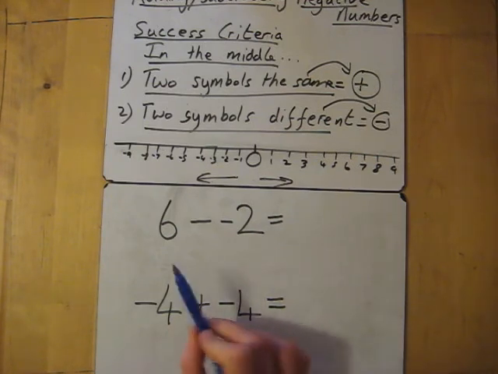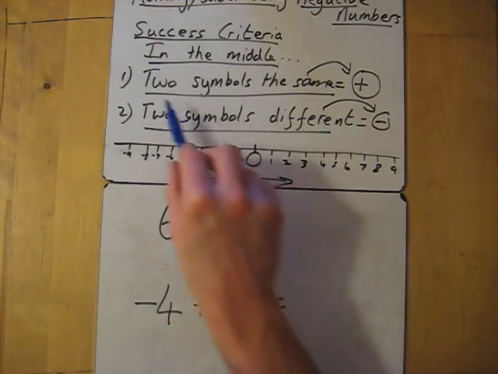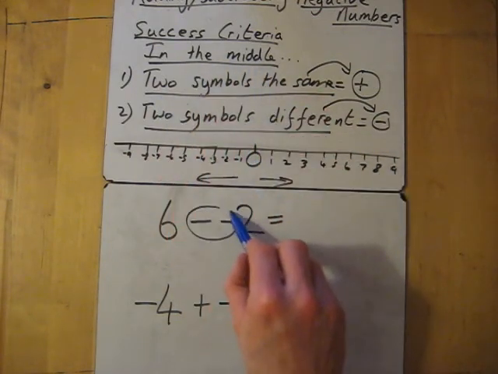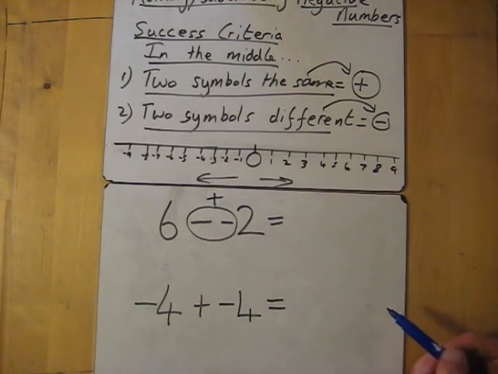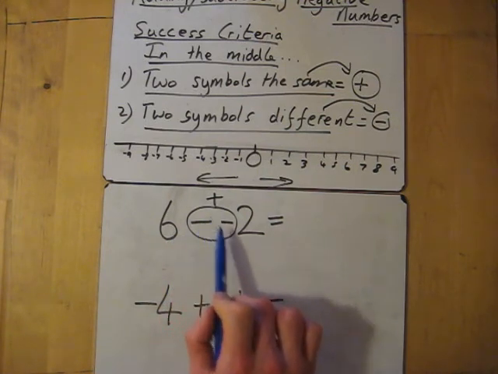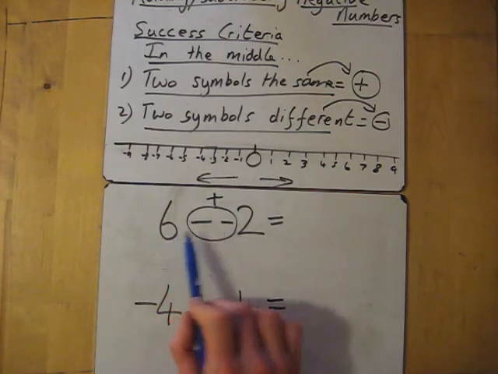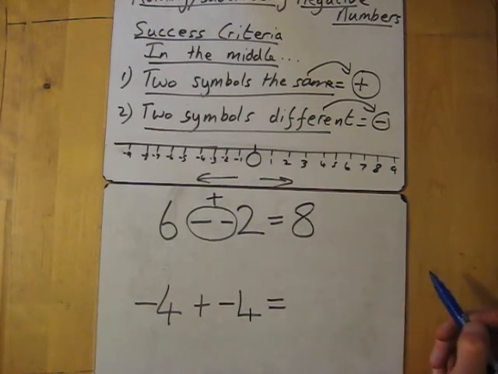So now we've got 6 take away -2. Now we look at the two symbols in the middle and they are actually the same. So they combine and they actually turn into a plus. So this is actually 6 plus 2, because the two symbols are the same in the middle of the question. So 6 plus 2, fairly straightforward, gives me 8.